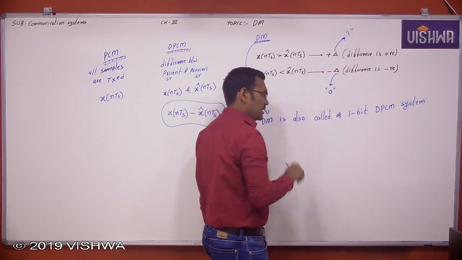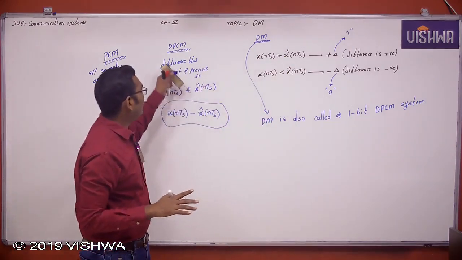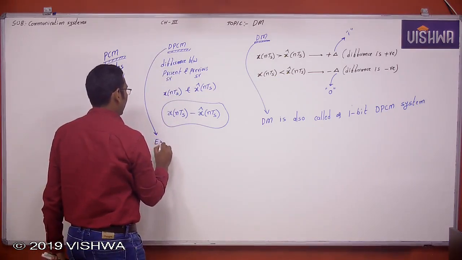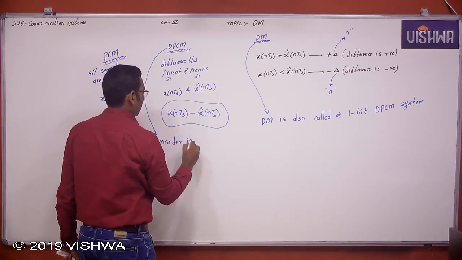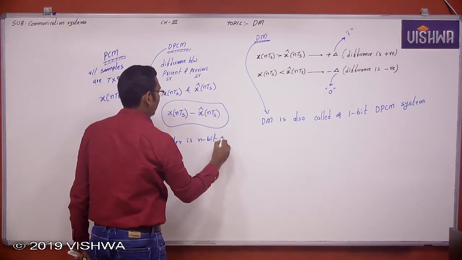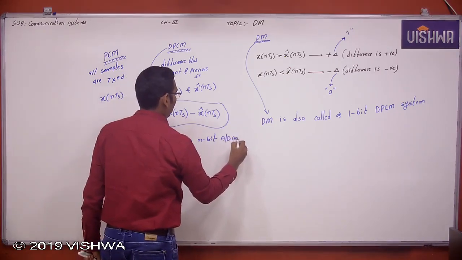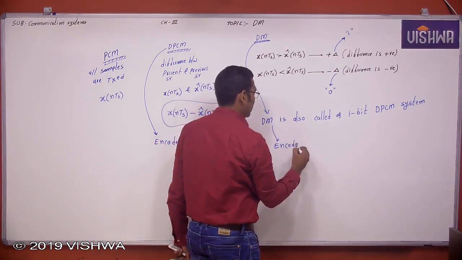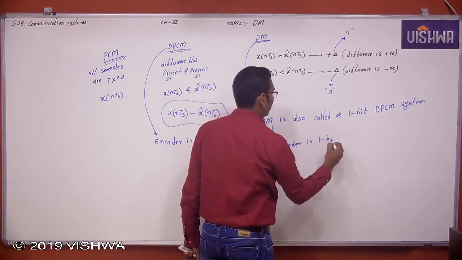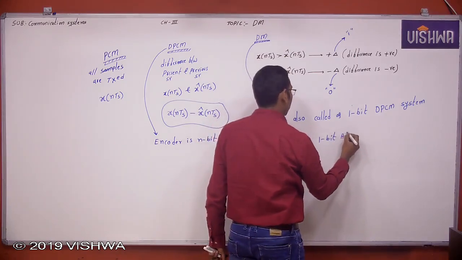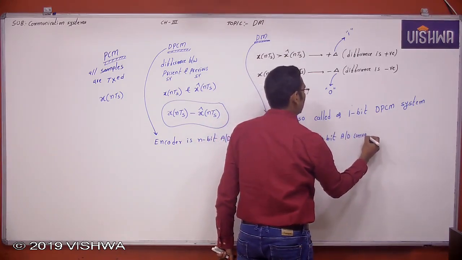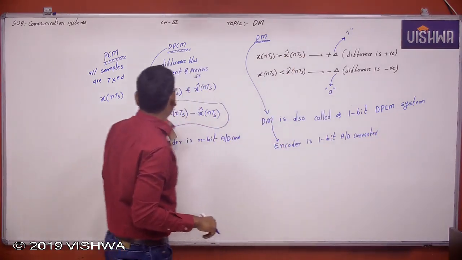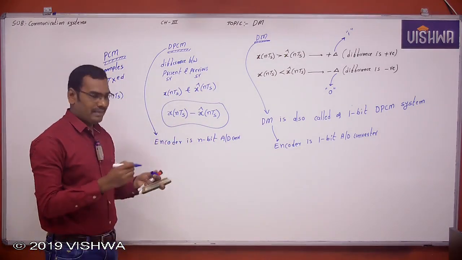So DPCM and delta modulation are both the same, but in DPCM the encoder is an n-bit A to D converter. Now in delta modulation, the encoder is a 1-bit A to D converter. This means each sample is encoded into only 1 bit, either binary 1 or binary 0. Here each sample is encoded into n bits.